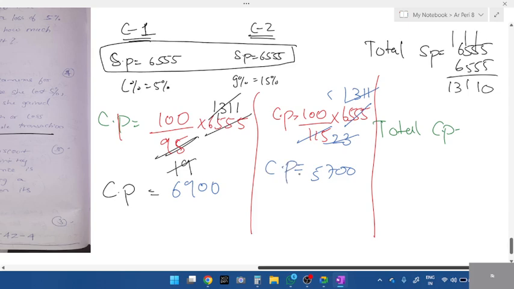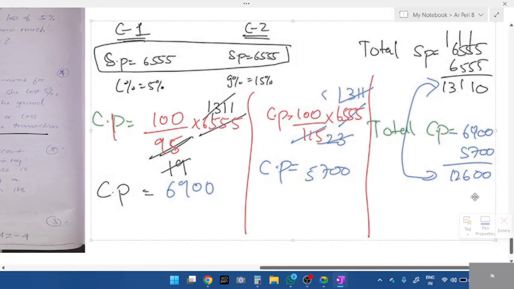Make a note of this. Whoever has done, add both. Add 6,900 plus 5,700. 9 plus 7. How much? 12,600 is the cost price. Now you all compare and tell me whether it is a loss or profit. Okay, you're buying it for 12,600 cost price and you're selling it for 13,110. Which is greater, 12,600 or 13,110? 13,110. Yes, good.